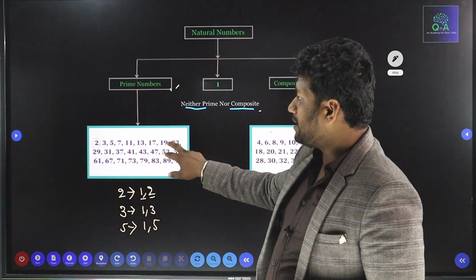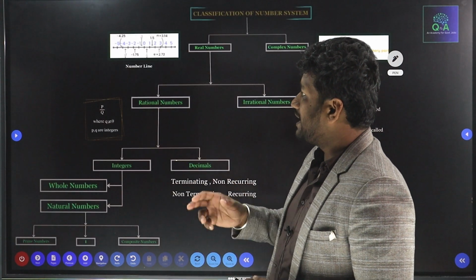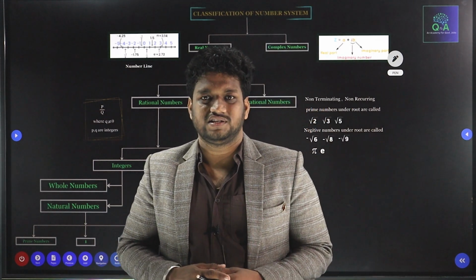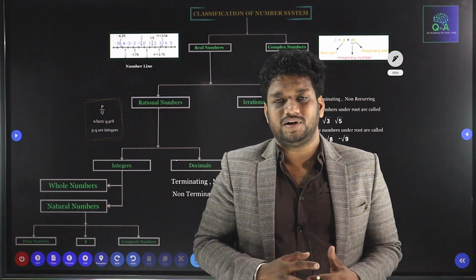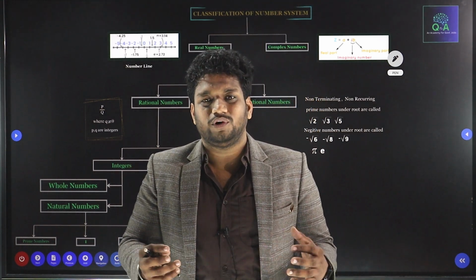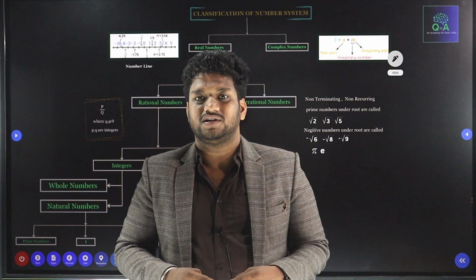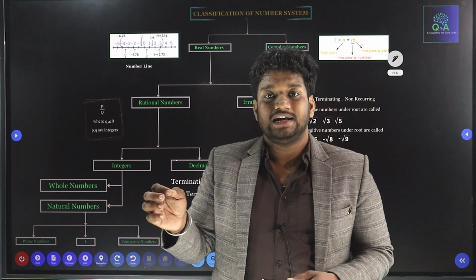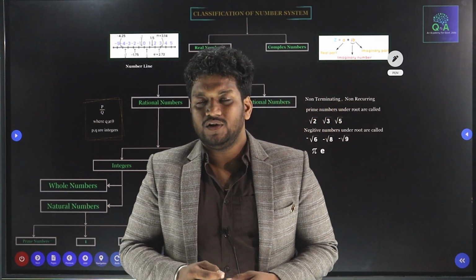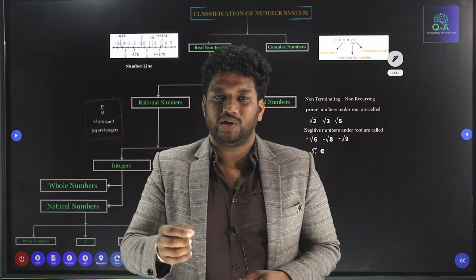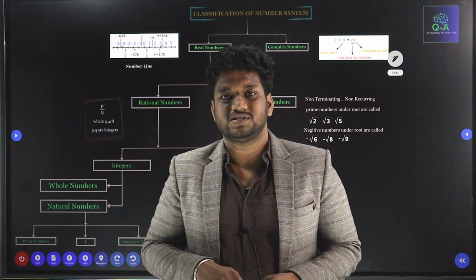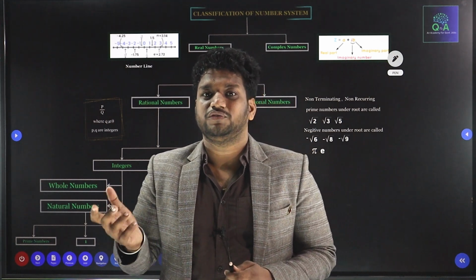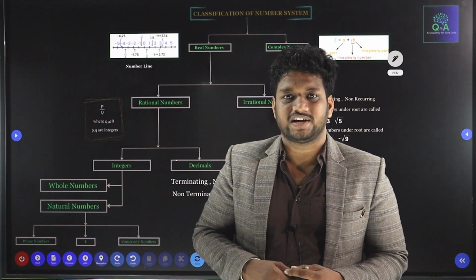Now if we see the complete classification, it got divided into two different parts: real numbers and complex numbers. What are real numbers? Real numbers are numbers that we can represent on a number line. On the number line, we can keep 0, positive numbers, negative numbers, positive decimals, negative decimals, positive fractions and also negative fractions.